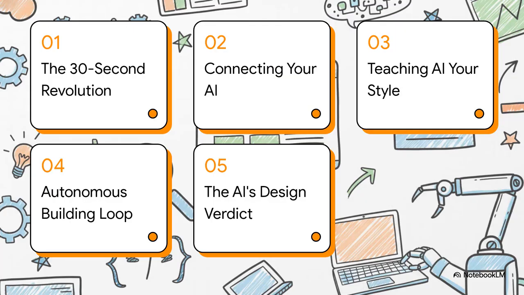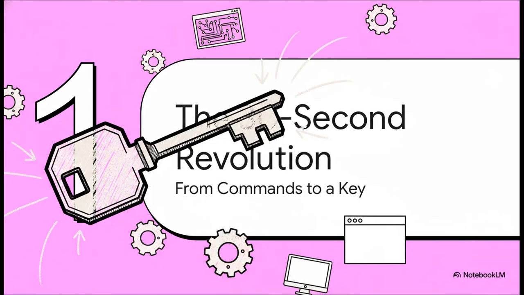All right, so here's how we're going to break this all down. First, we'll look at that crazy fast 30-second setup. Then, I'll walk you through connecting your AI assistant. After that, the really cool part, teaching the AI your unique style. Then we'll kick off the autonomous building loop and just watch it go to work. And stick around, because at the end, we're going to see the AI actually explain its own design choices. It's wild. Okay, let's dive right in.